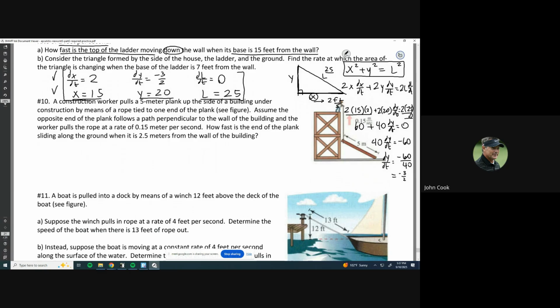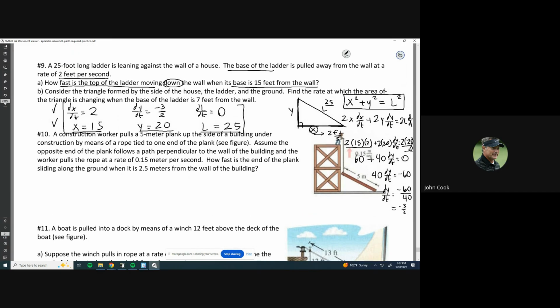Okay, so that means that negative 3 over 2 is our answer over here. But if I wrote down just negative 3 over 2, I'd get partial credit, not full credit. I need one more thing, and that's the units, because this is a word problem. Always look for units. Since the rates of change are in terms of feet per second, that's also going to be the case here. So negative 3 over 2 feet per second.